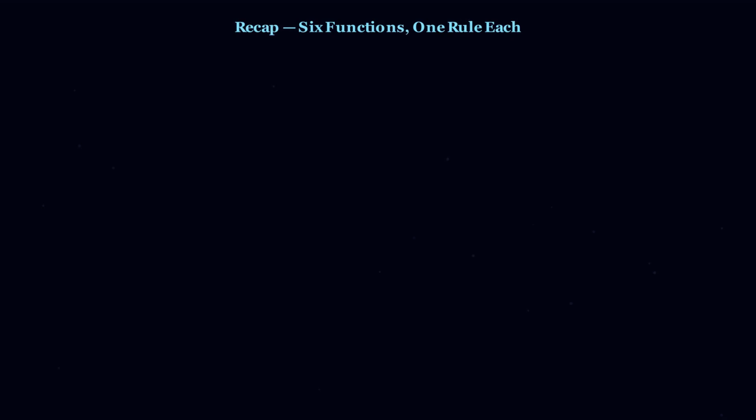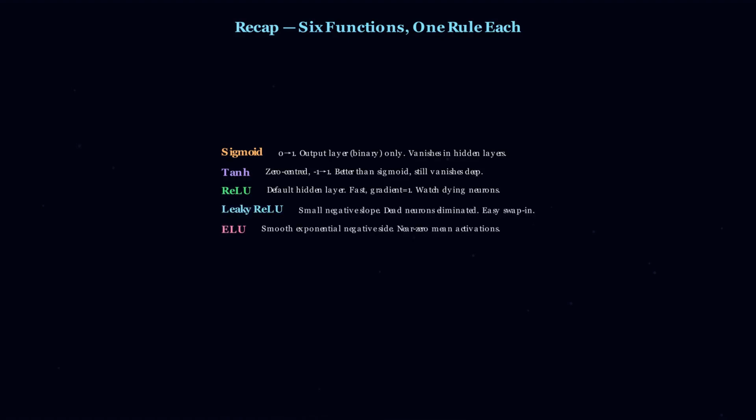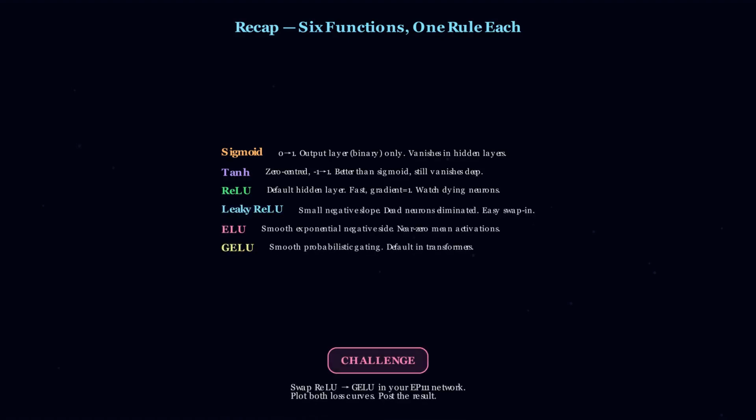Recap. 6 activation functions. 1 rule each. Sigmoid, output 0 to 1. Binary classification, output only. Vanishes in hidden layers. Tanh, zero-centered, -1 to 1. Better than sigmoid in hidden layers. Still vanishes deep. ReLU, the default hidden layer activation. Fast. Gradient of 1 for positive inputs. Watch for dying neurons. Leaky ReLU. ReLU with a small slope for negatives. Dead neurons eliminated. Easy swap in.